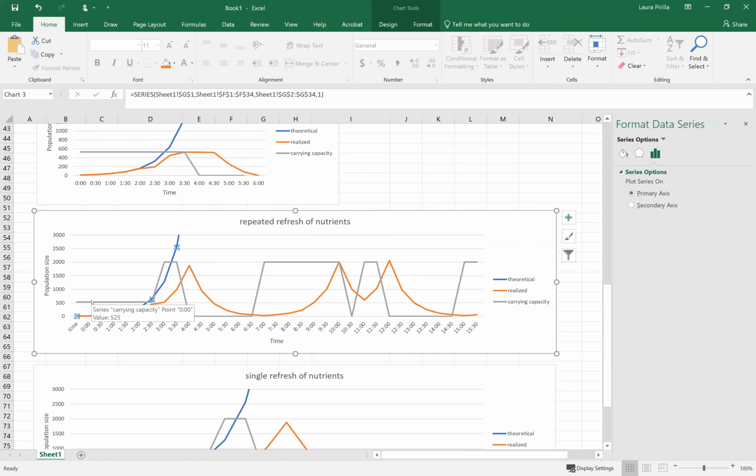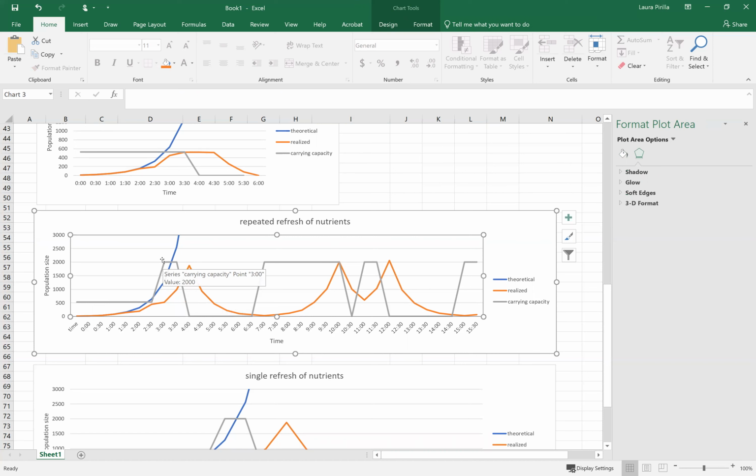And then we have our carrying capacity, the same gray line, and it starts around 500, sharply increases to 2,000 because we dumped a bunch of nutrition in there, stays at 2,000 for a little bit, and then all the nutrition is depleted because our population reached carrying capacity. And when it reached carrying capacity, there was like nothing left in that environment. So it starts to crash.